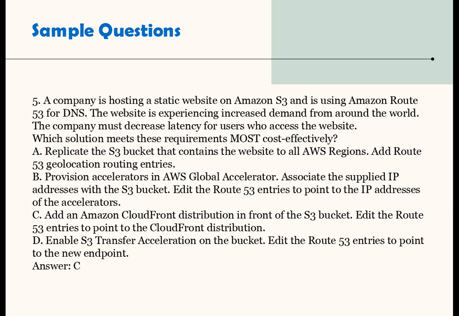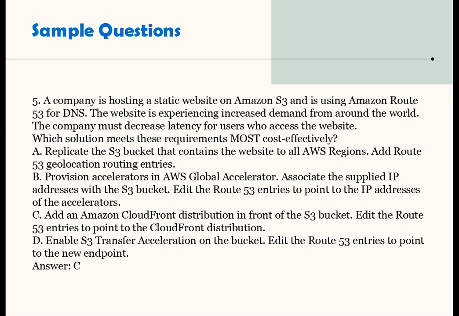5. A company is hosting a static website on Amazon S3 and is using Amazon Route 53 for DNS. The website is experiencing increased demand from around the world. The company must decrease latency for users who access the website. Which solution meets these requirements most cost-effectively? A. Replicate the S3 bucket that contains the website to all AWS regions. Add Route 53 geolocation routing entries.